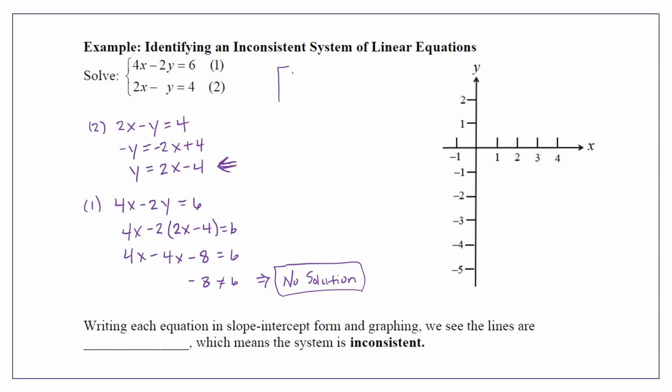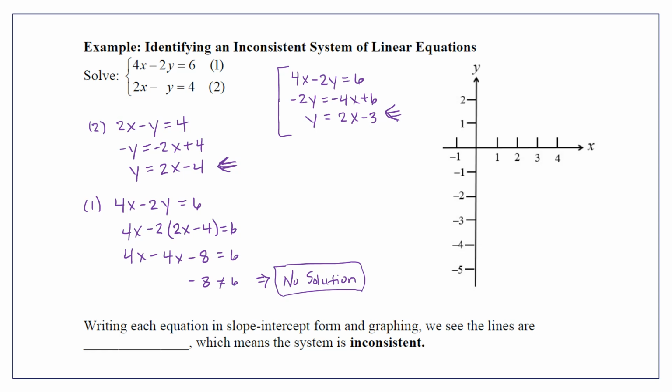Okay. So I'll start off with 4x minus 2y equals 6. So I have negative 2y equals negative 4x plus 6. Divide everything by negative 2, and I'll get y equals 2x minus 3. Okay. So this is the slope-intercept form for equation number 1.